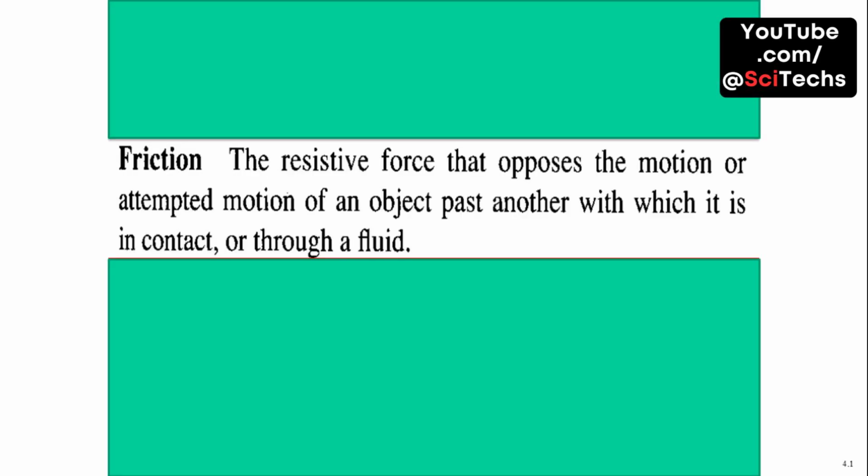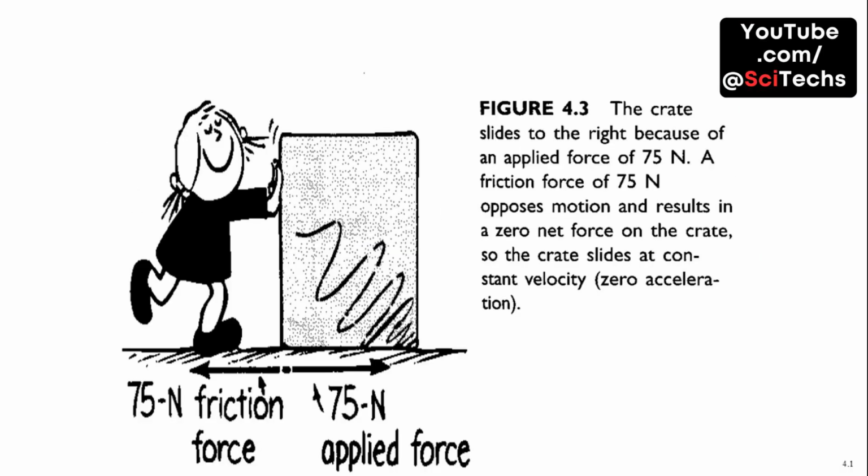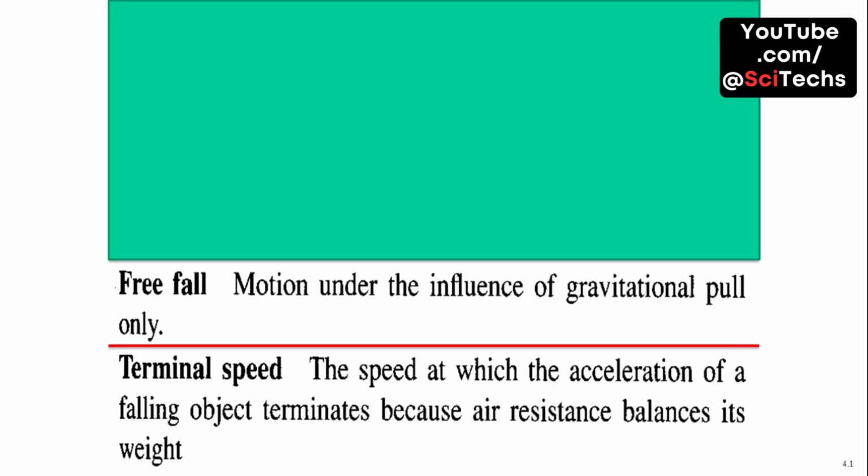Friction is the resistive force that opposes the motion or attempted motion of an object past another with which it is in contact, or through a fluid. A crate slides to the right because of an applied force of 75 N. A friction force of 75 N opposes motion, resulting in zero net force on the crate, which slides at constant velocity. Free fall is motion under the influence of gravitational pull only.